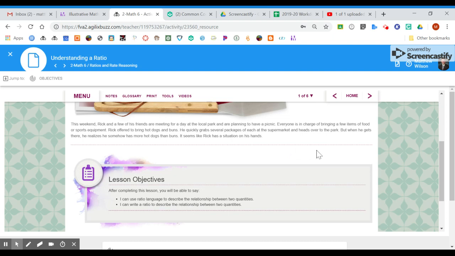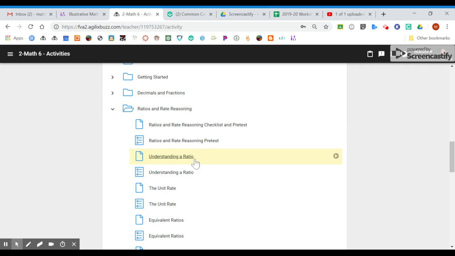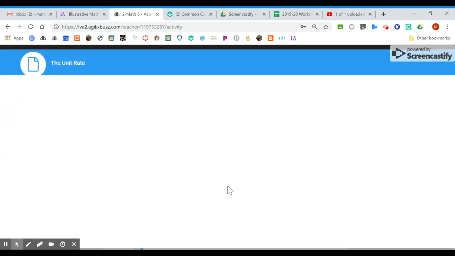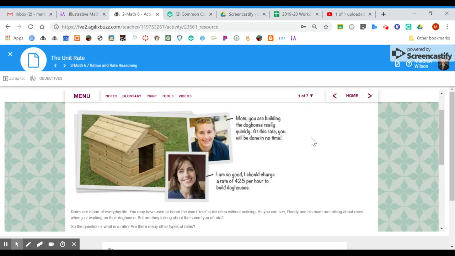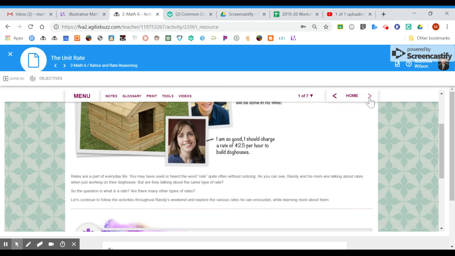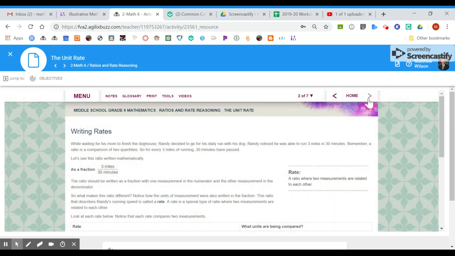I also want you to be able to discuss unit rates. Unit rate is another lesson. You've got 7 pages on this. It talks about the differences in rates and unit rates. I want you to be able to discuss what is a unit rate and how is it different from general rates. You may just hear that a rate is 30 miles for 30 minutes.